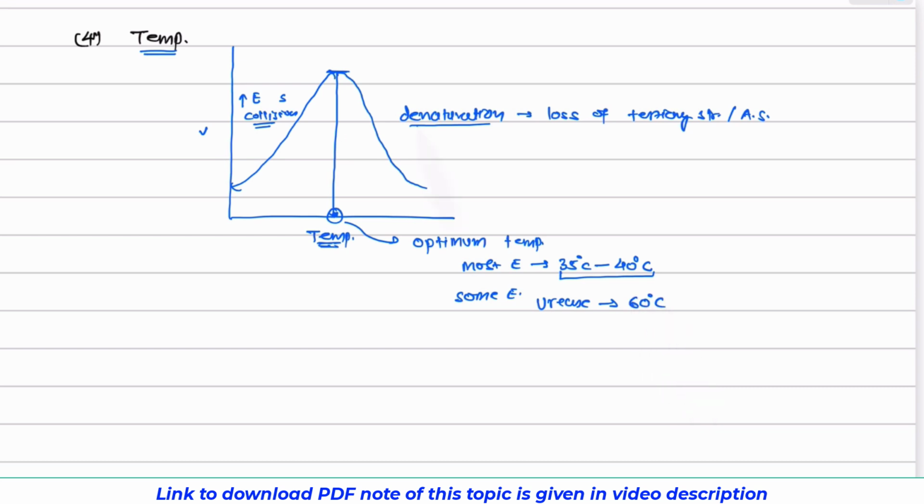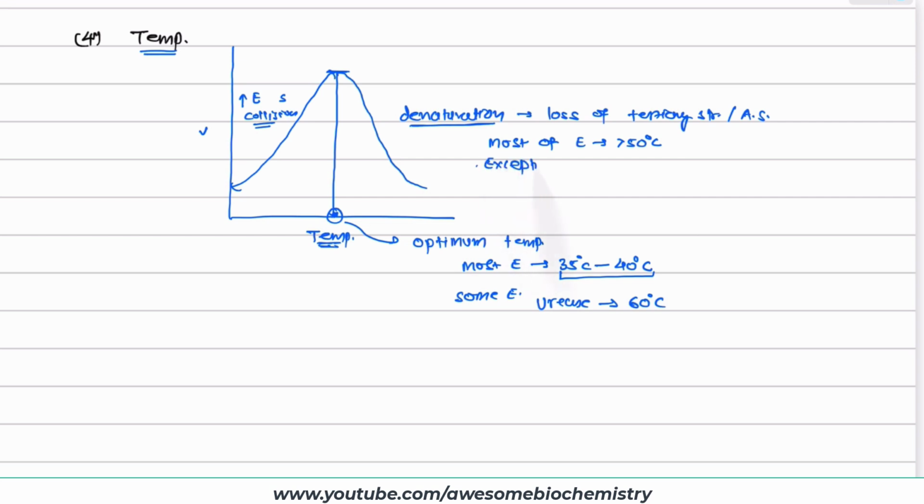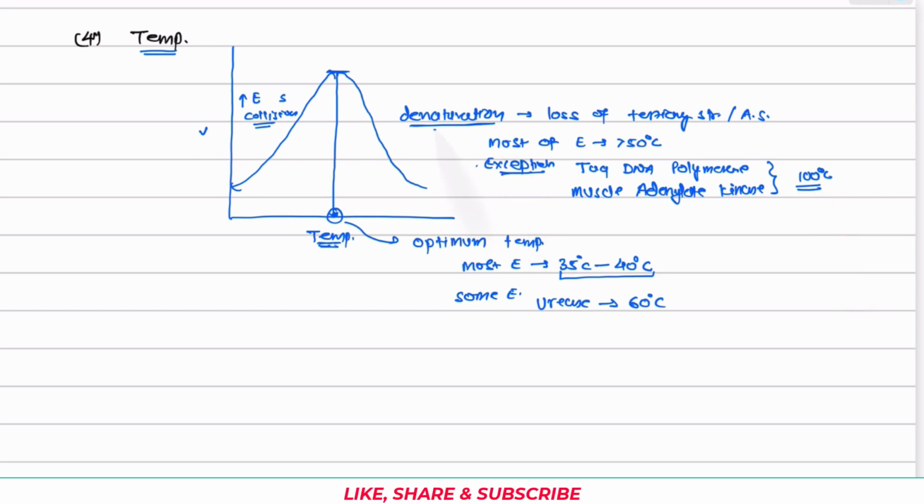Right? Now for this denaturation part, most of the enzymes start denaturation at more than 50 degrees Celsius. But here also there are certain exceptions. For example, we have Taq DNA polymerase and muscle adenylate kinase. Both these enzymes are active even at 100 degrees Celsius. So these are the notable exceptions in this denaturation.